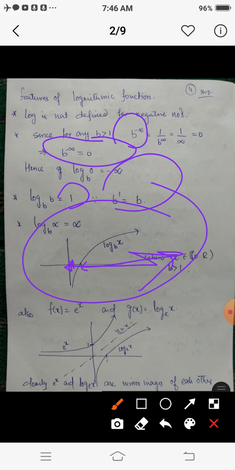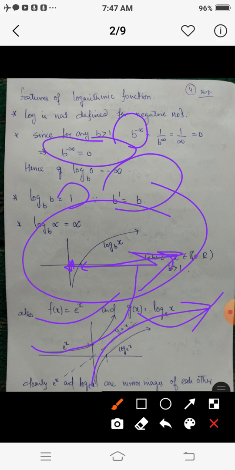If we have the natural exponential function and the natural log, that is log of x with base e and e raised to power x, then this is the graph of e raised to power x, and this is the graph for the log function, that is the natural log. Because for any base, this log always touches the x-axis at x equals 1, because any number raised to power 0 is always 1.